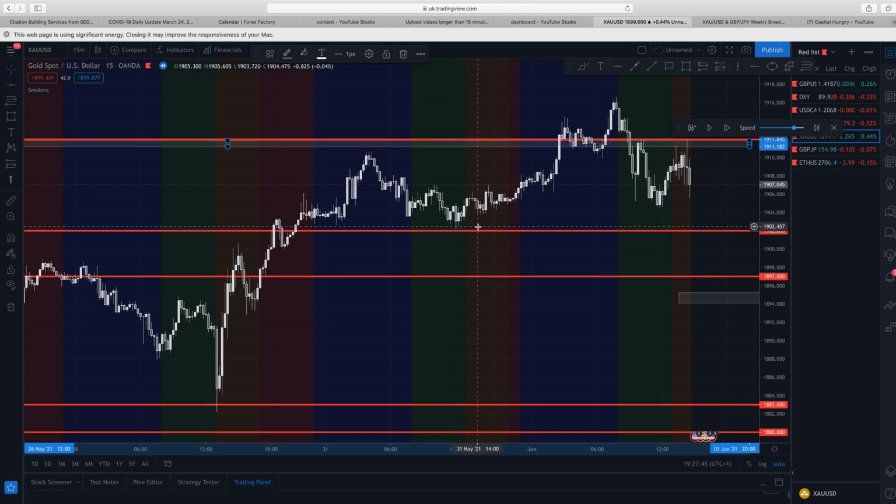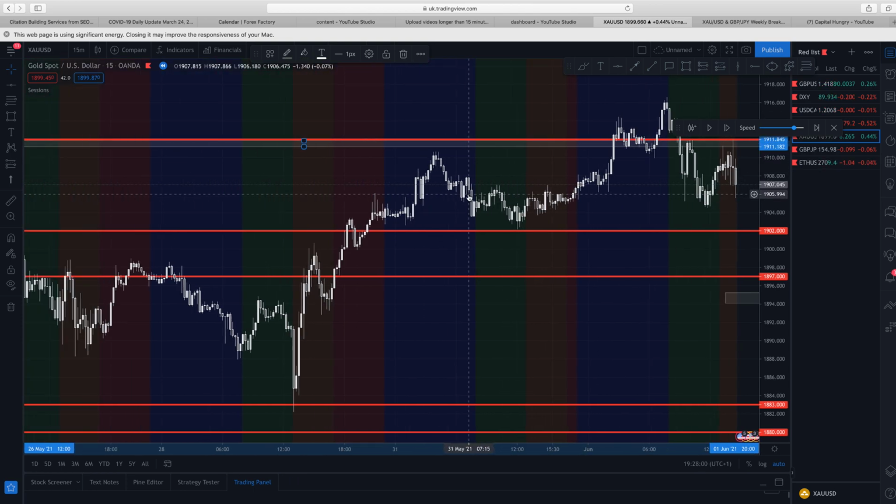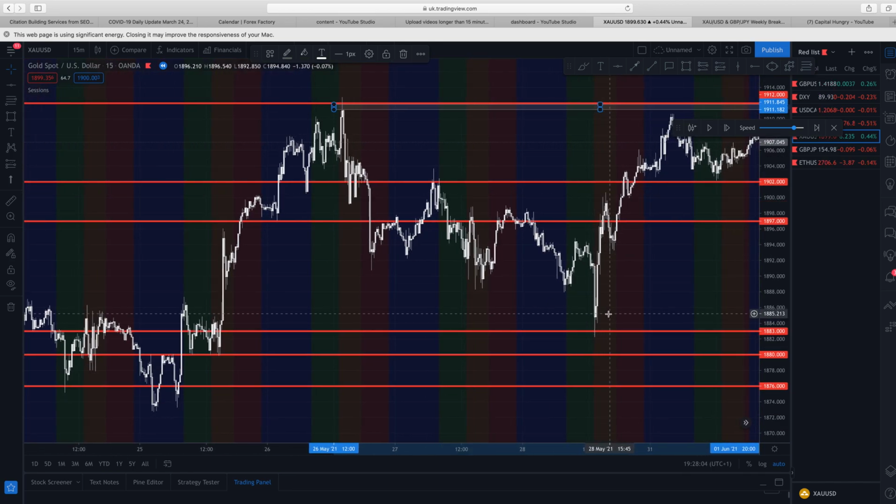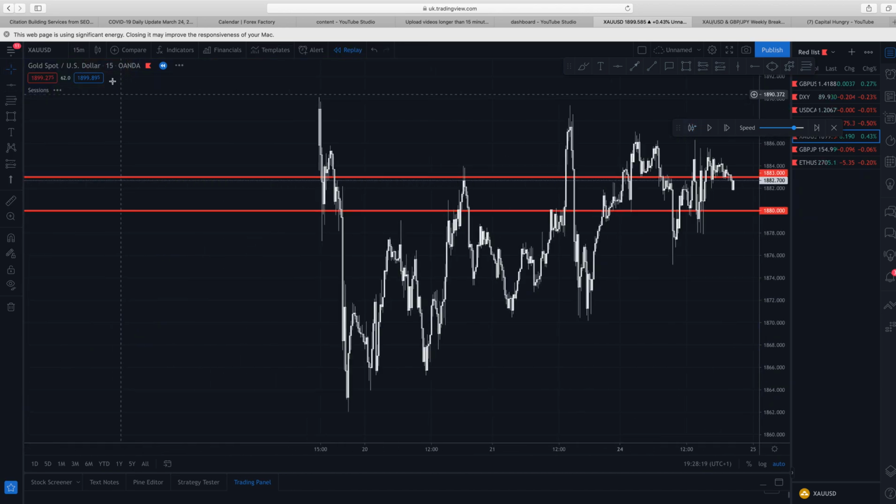The volume's dead. You do get a reaction to 1902, respecting of the levels, but wow, how long does it take? It's a long time to get there. Let's have a look at this. This is nice. Firstly, let's look at, oh shit.